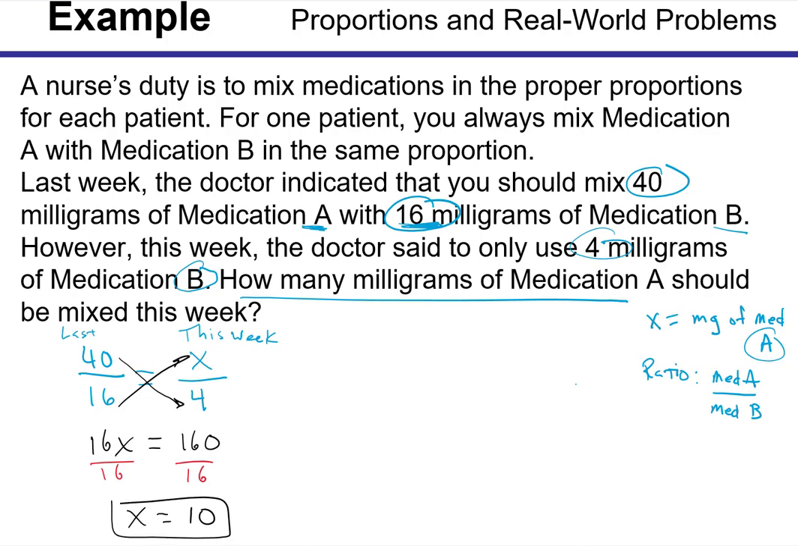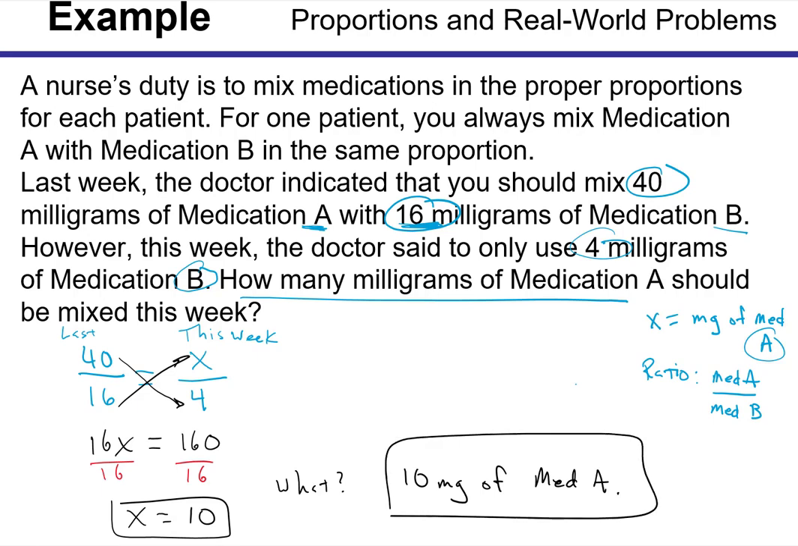But don't stop there. 10 what? What does 10 mean? It means 10 milligrams of medicine A. There we found the solution for the medicine that the nurse has to administer. She has to give 10 milligrams of medicine A and 4 milligrams of medicine B. Let's try another one of these.